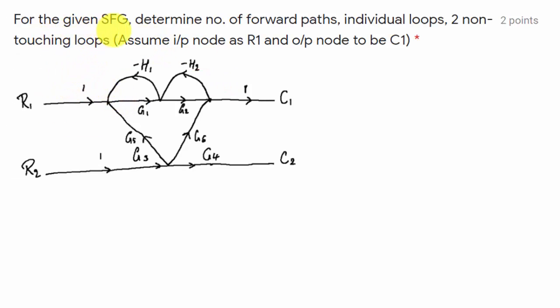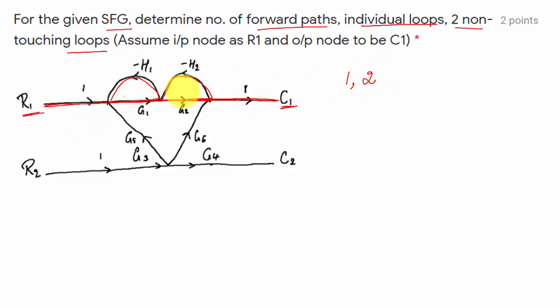Next question, for the given signal flow graph, determine the number of forward paths, individual loops, and two non-touching loops. Assume the input node to be R1 and the output node to be C1. How many forward paths are there? There is only one forward path, right? And how many individual loops are there? This is one individual loop and this is the second individual loop. So you have one forward path, two individual loops, and two non-touching loops.